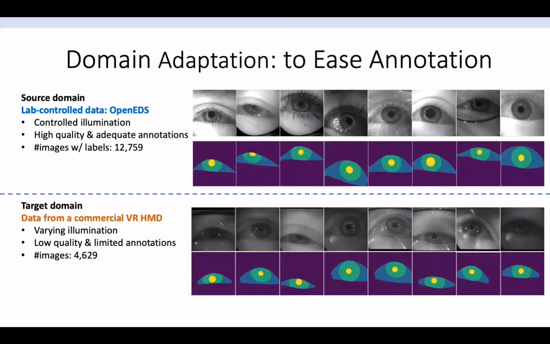In this work, we use OpenEyes as source domain data, which are collected in a lab-controlled setting. We collect eye images using a VR head-mounted device as target domain data. As you can see, the varying illumination introduces challenges in the data, and quality of annotation is not guaranteed. For example, the corners of the sclera are not captured in annotations.